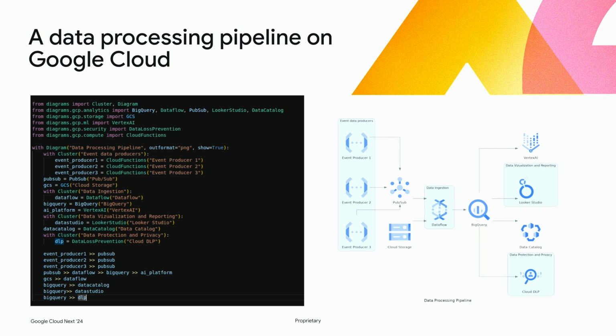And lastly, the edge, or the relationship between the nodes. As you see in this diagram, this is a data pipeline, a streaming pipeline in Google Cloud. You see the diagram, you see the clusters: the event data producers, the data ingestion cluster, and in every cluster you have Google Cloud service components like BigQuery for data analytics, Vertex for AI/ML, and Looker Studio for data visualization.